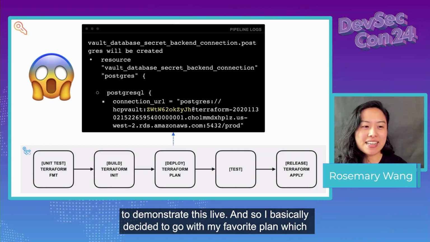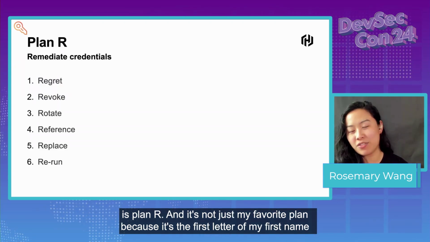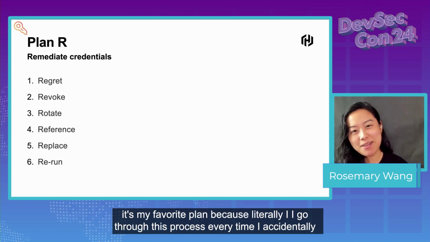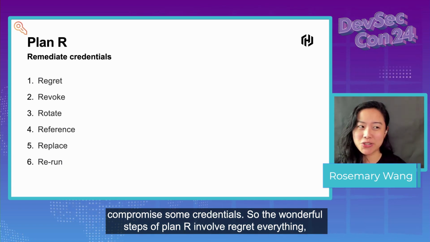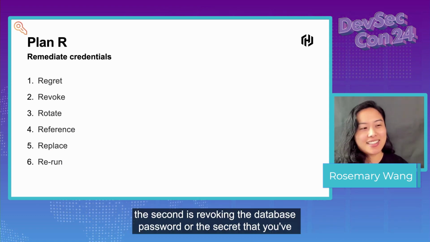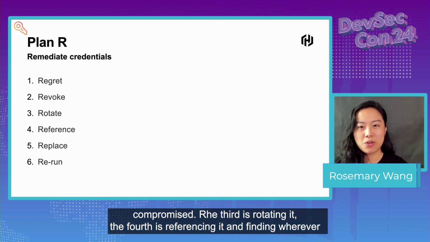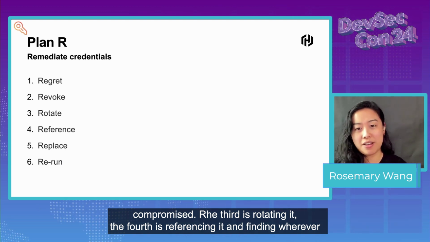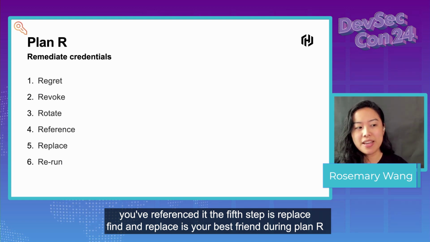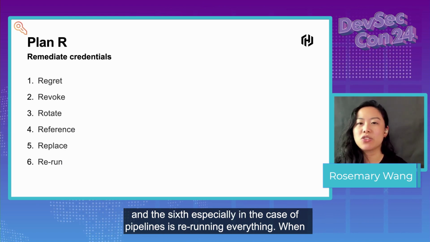And so I basically decided to go with my favorite plan, which is Plan R. And it's not just my favorite plan because it's the first letter of my first name. It's my favorite plan because literally I go through this process every time I accidentally compromise some credentials. So the wonderful steps of Plan R involve regret everything. The second is revoking the database password or the secret that you've compromised. The third is rotating it. The fourth is referencing it and finding wherever you've referenced it. The fifth step is replace. Find and replace is your best friend during Plan R. And the sixth, especially in the case of pipelines, is rerunning everything.